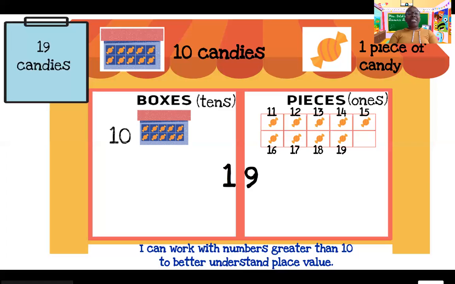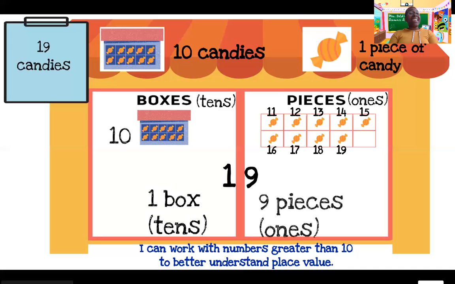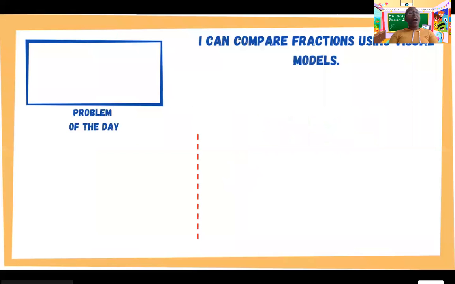Great job, guys. You correctly modeled the number 19 using place value. The number 19 is made up of 1 ten and 9 ones. Great job, littles. All right, middles, it's your turn.